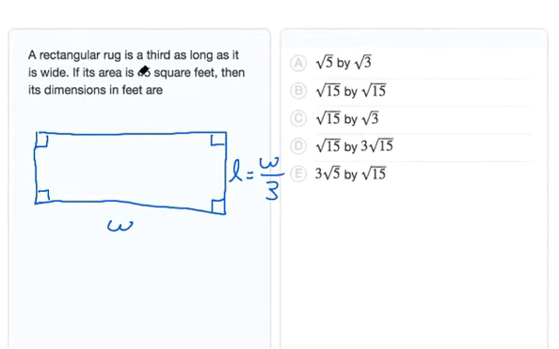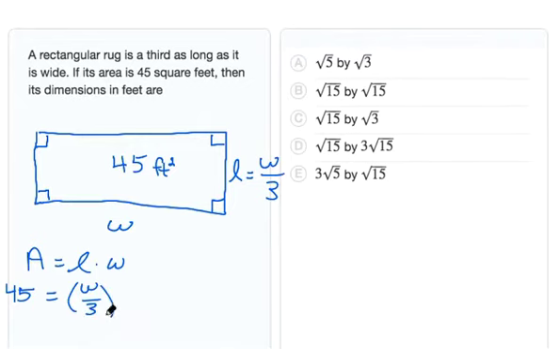So we can actually set up an equation for our area. We know our area represents 45 square feet. The area of a rectangle is equal to the length times its width. So we know its width is W, we know its length we can write in terms of W, and we know the area. So let's go ahead and plug in what we know. We have 45 is equal to, L is W over 3, and our width we're leaving as W, since we don't know what W is.